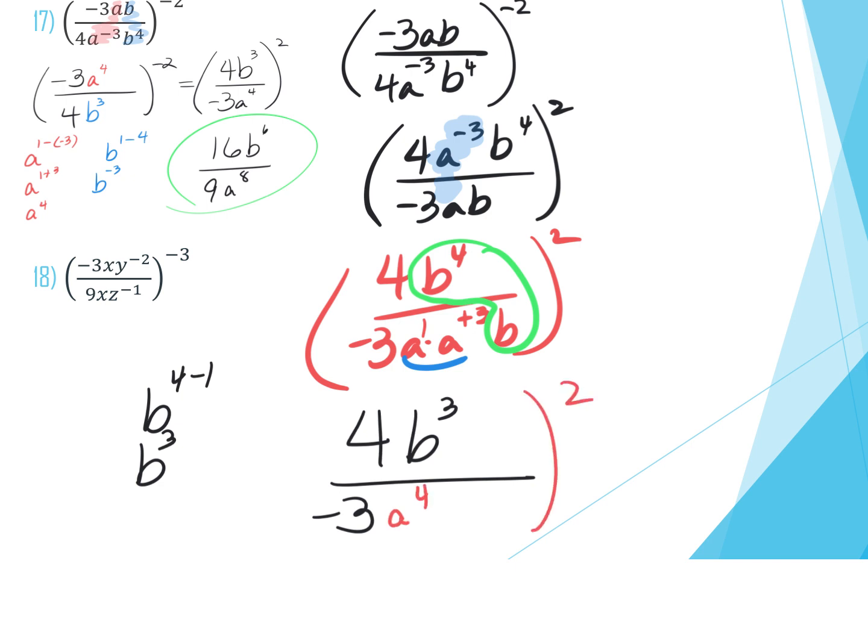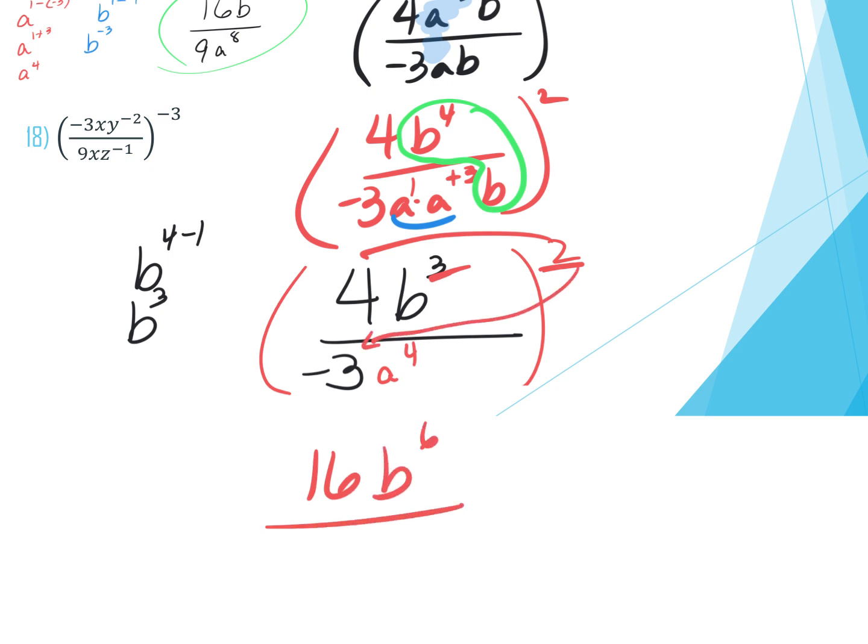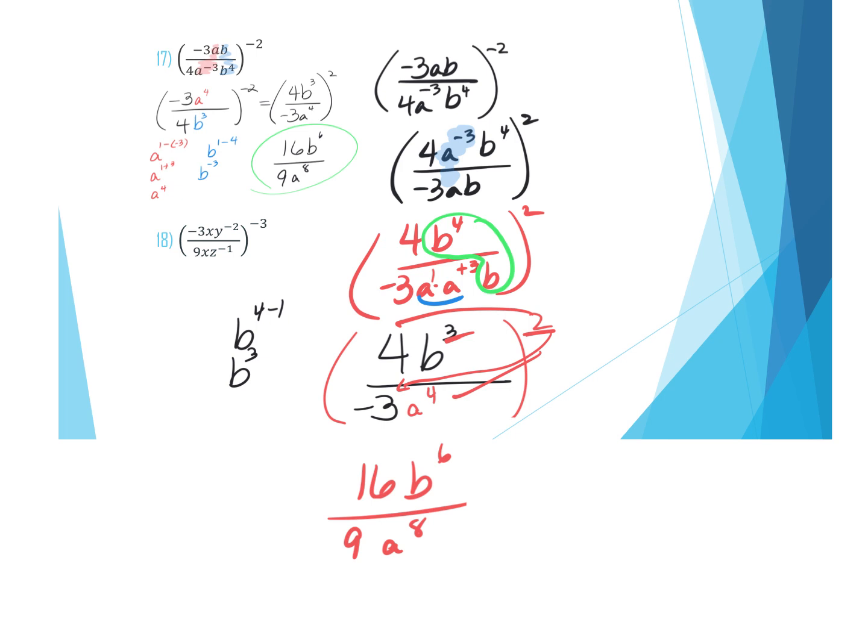And now I still have the exponent of 2, and now I need to apply and square everything. So 4 squared, 16. This b to the third raised to the second power, multiply it. Same thing here, apply the square to the -3 and to the a to the fourth. And then you get the same answer that I had gotten right here.